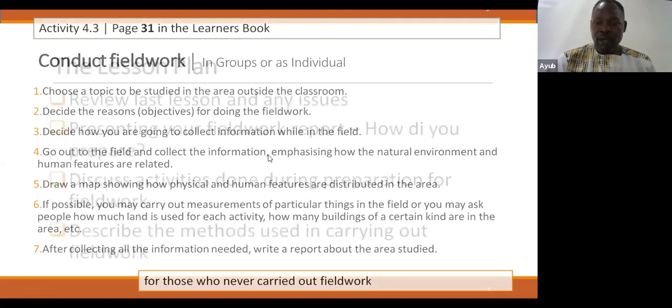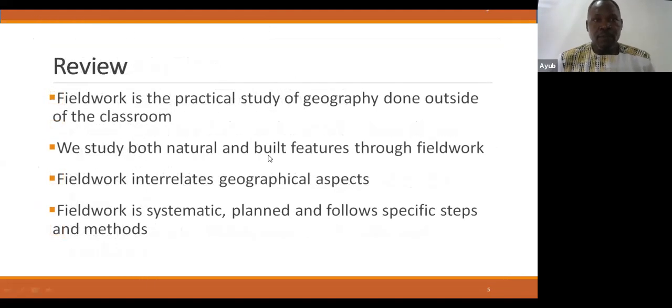So what do we want to do today? We want to do 4 things. Number 1, we want to review the lesson that we did last time. We want to be sure that you make a presentation of the work you did. Number 3, we will look at the preparation that you took.